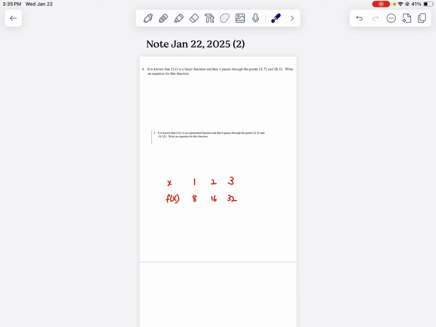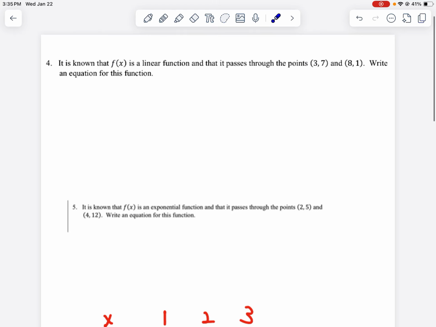The first one, question 4, is: it is known that f of x is a linear function. They tell you this, so you don't have to figure out if it's linear or exponential, and that it passes through the two given points. Write an equation for this function. Well, it's a linear function, so you can use the point-slope form of the equation: y equals m times (x minus x1) plus y1.